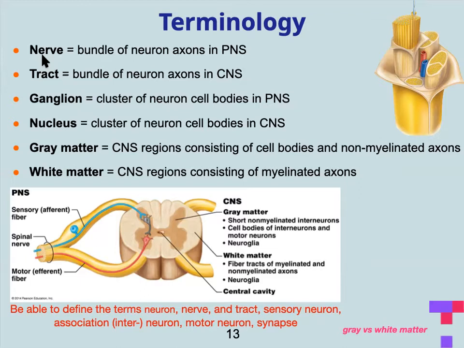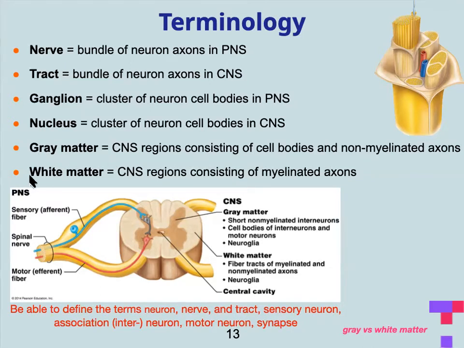Now, when we find a cluster of neuronal cell bodies in the brain and spinal cord, they're called a nucleus. Outside the brain and spinal cord, we call it a ganglion. So the nucleus is not to be confused with the nucleus of a cell. Okay, that's a cellular organelle. But here we're talking about a nucleus, meaning a cluster of neuronal cell bodies.